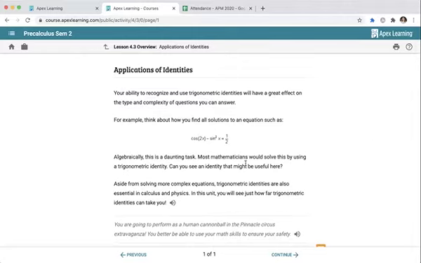So, for example, if we look at these two expressions, algebraically, this is a large task because we have a cosine x and we have a sine x.